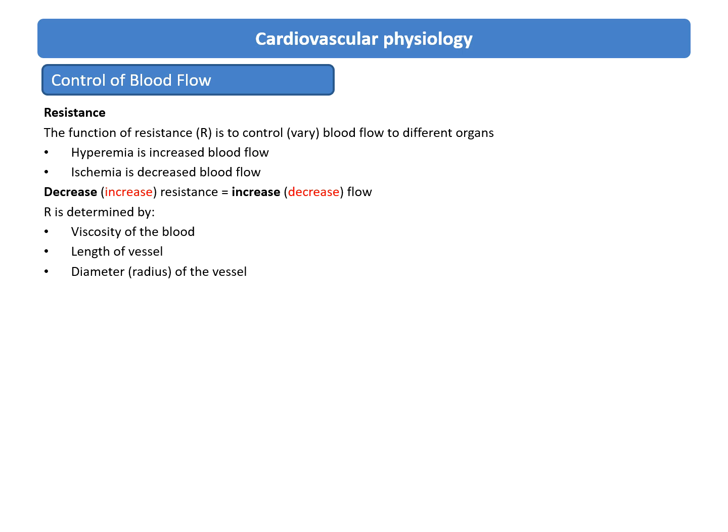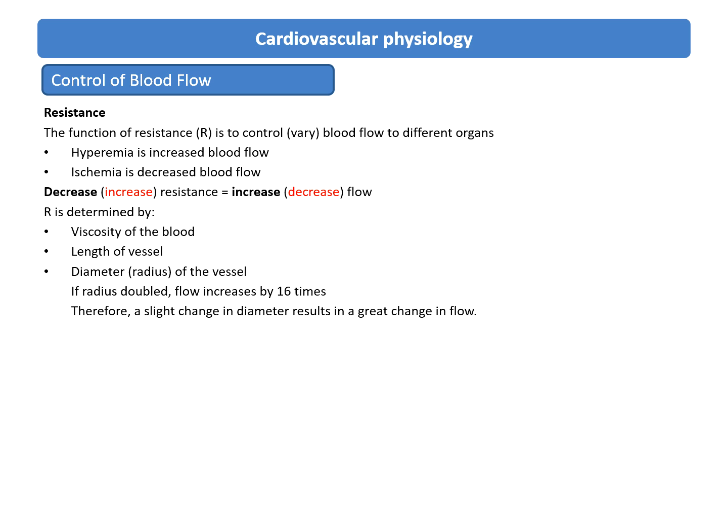What about the diameter of the vessel? The diameter does change. Remember, circular smooth muscle, when it contracts, the vessel constricts. If radius is doubled, the flow increases by 16 times. Therefore, a slight change in diameter results in a great change in flow. Which of these would control resistance in the cardiovascular system? Well, we just went over that. It's the diameter.